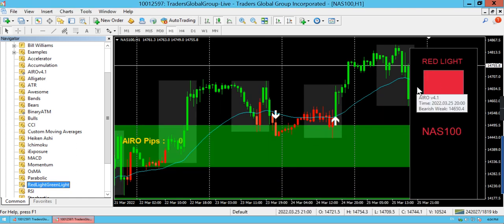Red light, green light is showing on the H1. We are in a downtrend. Okay, so arrow, red light, green light is up.